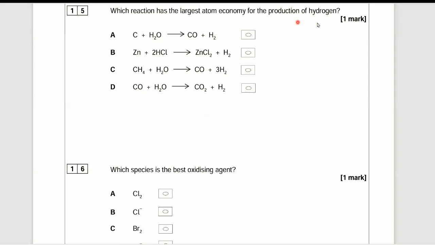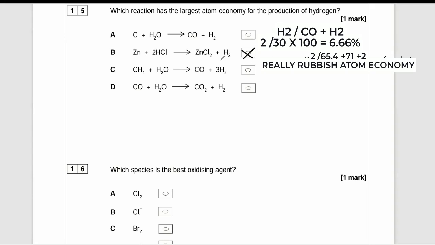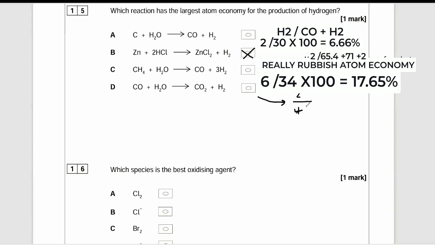15. Which reaction has the largest atom economy for the production of hydrogen? All you've got to do here is your mass of hydrogen divided by the total mass of the products. So for this first one, we've got hydrogen divided by carbon monoxide plus hydrogen, which is 2 over 30, and we get 6.66%. B is definitely not the answer because it's like 2 divided by 65.4 plus 71 plus 2, so I'm not going to bother with that one.